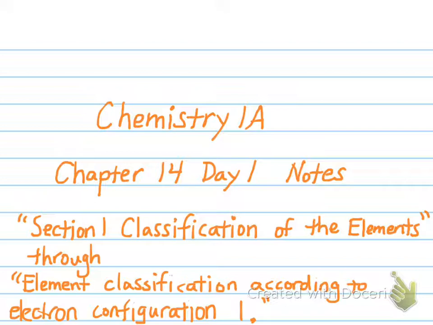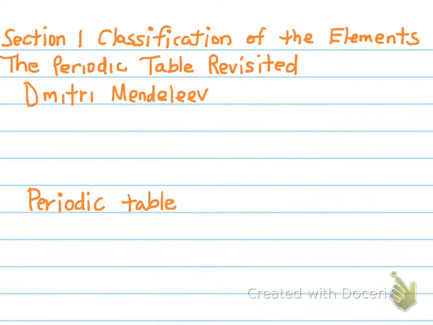We'll be starting at Section 1, Classification of the Elements, and finishing up the element classification according to electron configuration, number 1. So Section 1, Classification of the Elements, we're going to revisit the development of the periodic table.